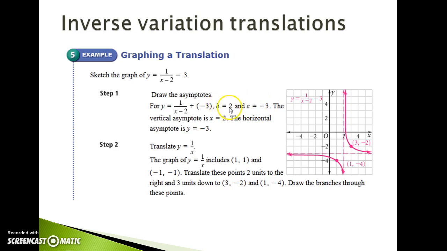Since b is 2, the vertical asymptote is x equals 2. C, the horizontal asymptote in this case, is y equals negative 3. So what do we do? We imagine graphing y equals 1 over x, which you can check with your calculator. And then we just move it over.